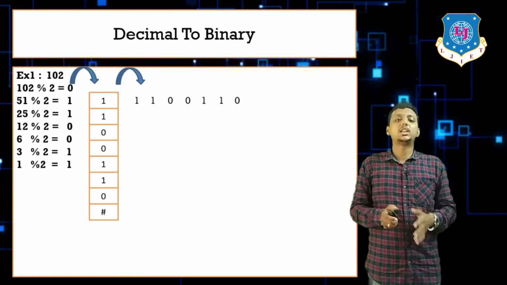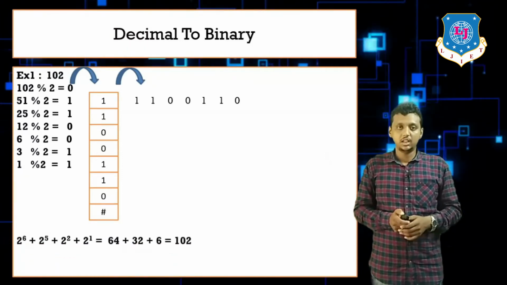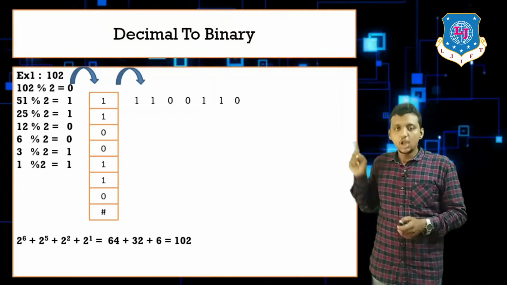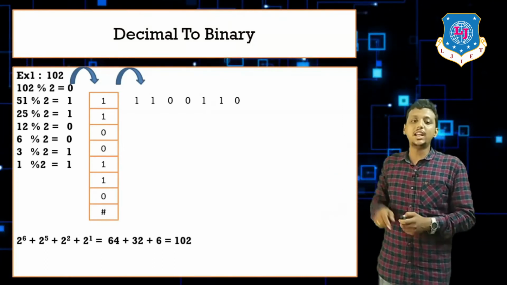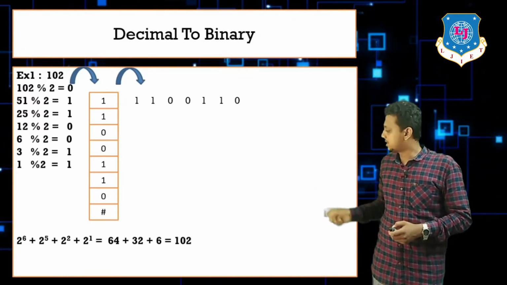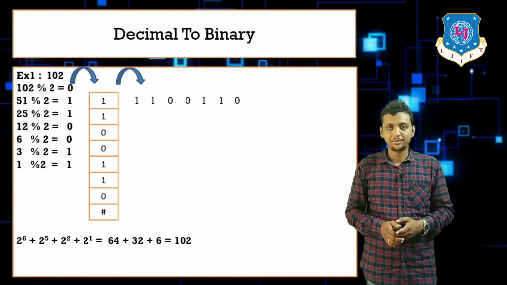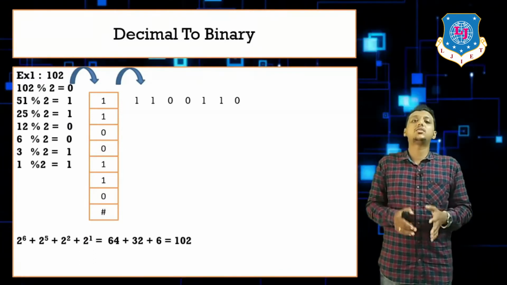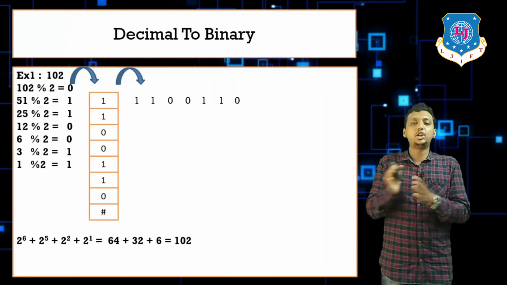Then append together, this becomes the final binary. If you just calculate the decimal number from this binary number, students, you will get the answer you already have: 64 plus 32 plus 6 becomes 102. So fine, you get your answer. Like this, students, you can convert your decimal number into binary.